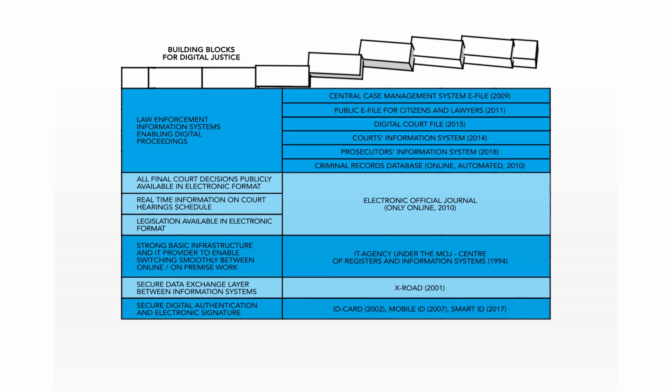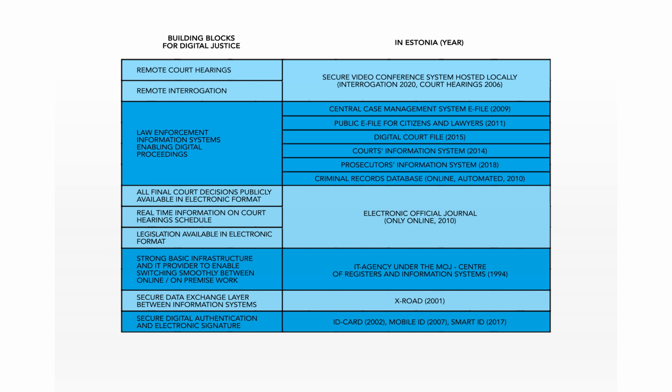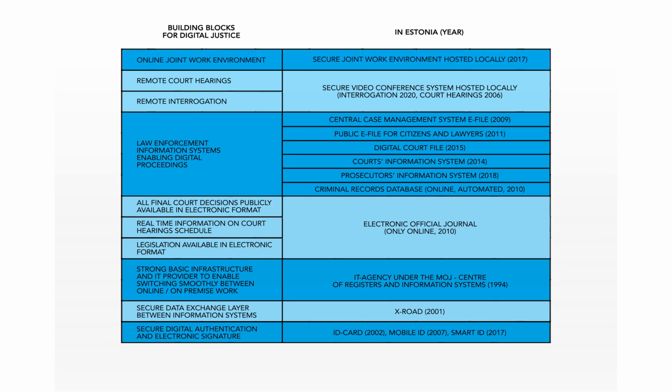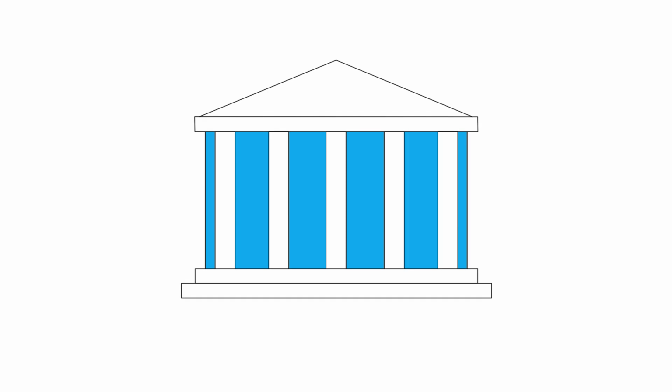The capability to carry out interrogations and court hearings online. And finally, having an online joint work environment enabling multiple users to share their working documents securely and work on the same document simultaneously. Once these building blocks have been set up, digital justice will be at your service.